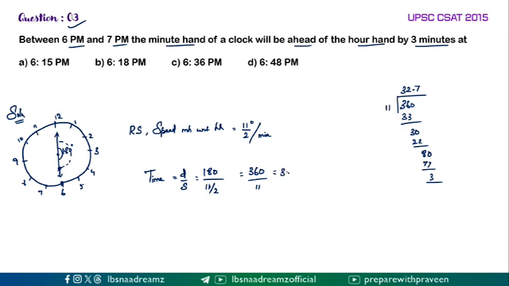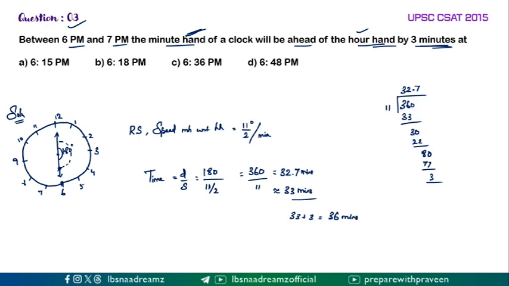So 32.7 minutes. So approximately 33 minutes, right? So after 33 minutes, the minute hand and the hour hand will coincide, and we need to find when the minute hand of the clock will be ahead of the hour hand by 3 minutes. So we just need to add 3 minutes. That is 33 plus 3 is equal to 36 minutes.